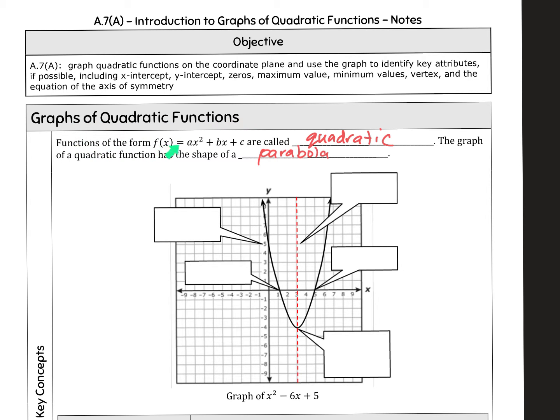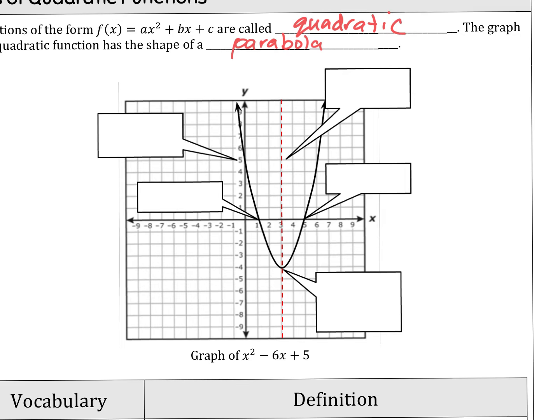Functions of the form f of x equals ax squared plus bx plus c are called quadratic. The graph of a quadratic function has the shape of a parabola. Now let's look at the parts of a quadratic function. All right, so first things first, see this where the line crosses the y-axis. Do y'all remember what that's called? The y-intercept. That is your y-intercept, where the graph crosses the y-axis.